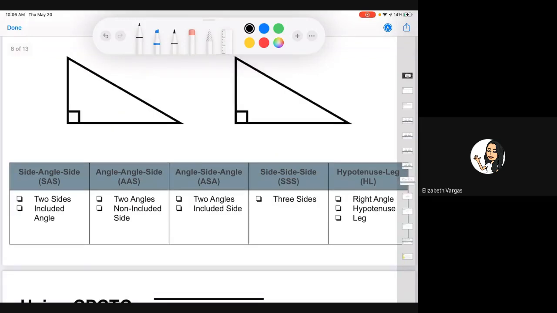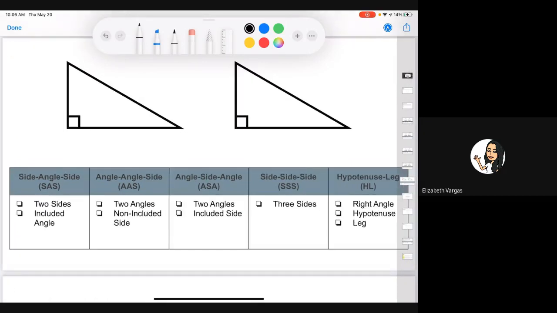Okay. Lastly, we have the hypotenuse leg theorem. In order to use the hypotenuse leg theorem, you do need to have right angles or right triangles. So here I have one right angle, another right angle. So I have two right triangles, so I know I can use the hypotenuse leg theorem. Then I want to prove that my hypotenuses are congruent. Remember, your hypotenuse is always opposite your right angle.